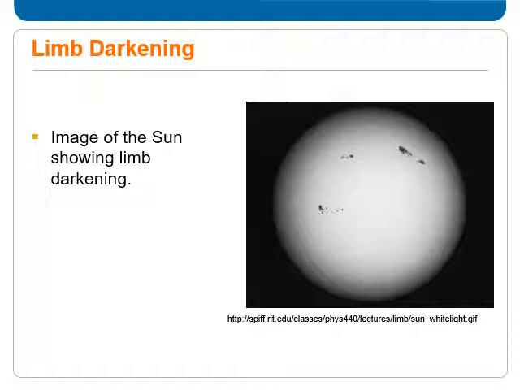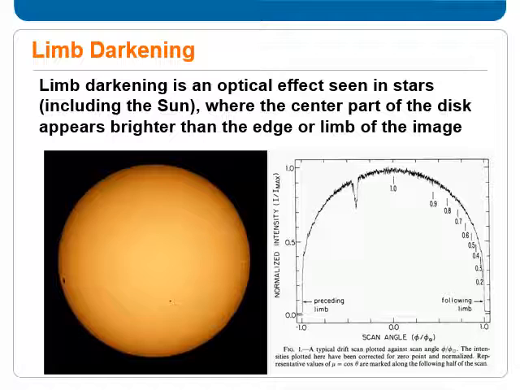Look at the image on the right. Notice how the outer edges do not look as bright as the center. This is a real effect, not an illusion, and is called limb darkening. Limb is the term astronomers use to identify the outer edges of the disk of a star or any circular-looking object. Limb darkening is an optical effect seen in stars, including the sun, where the center part of the disk appears brighter than the edge or limb of the image. The figure at the right shows the measured brightness as we look across the disk of the sun.